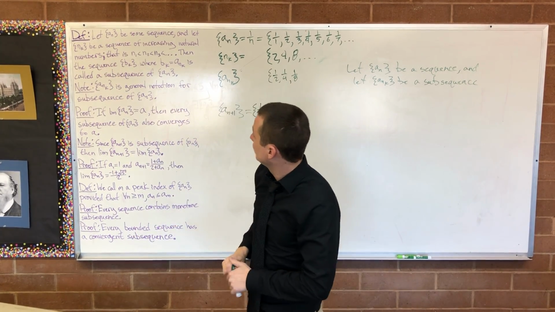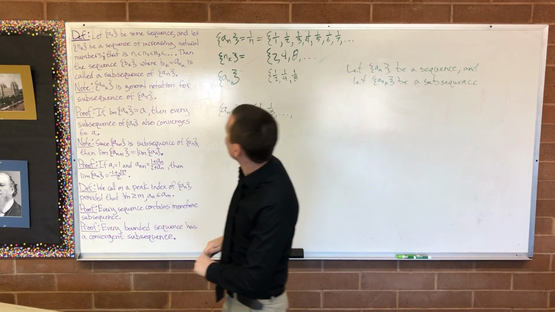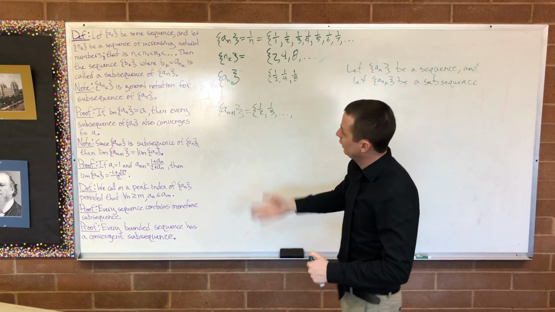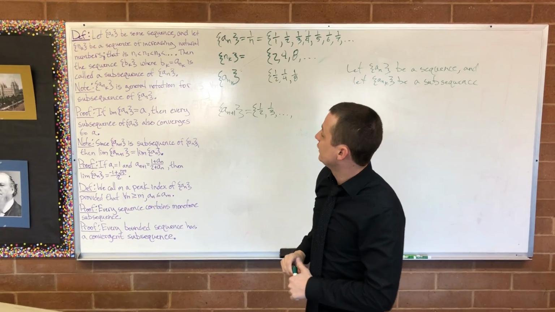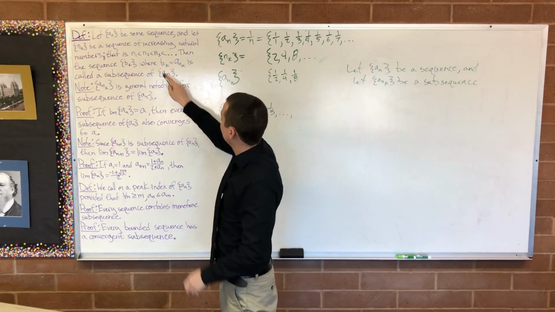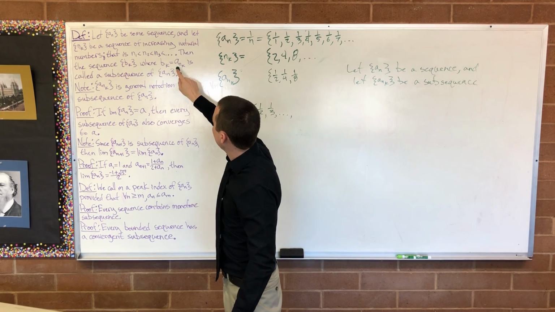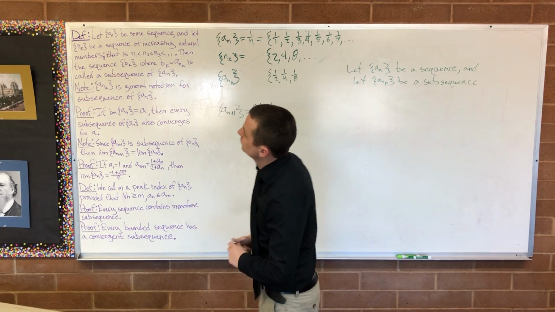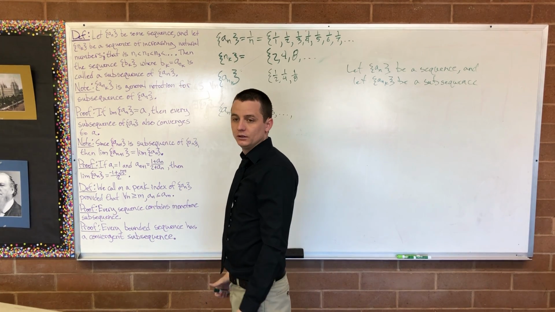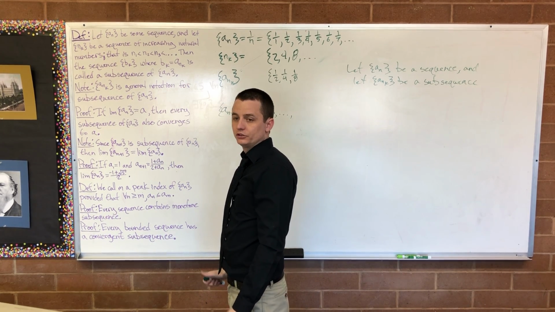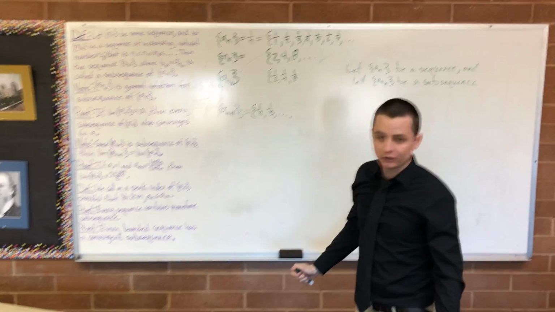Let A sub n be a sequence, and let n sub k be a sequence of increasing natural numbers, that is, n1, the first term, is less than n2, the second term, is less than n3, the third term, etc. Then the sequence B sub k, where the kth term in B is equal to the A sub n sub k term in A, is called a subsequence of A sub n. It's a mouthful, but you understand all that?